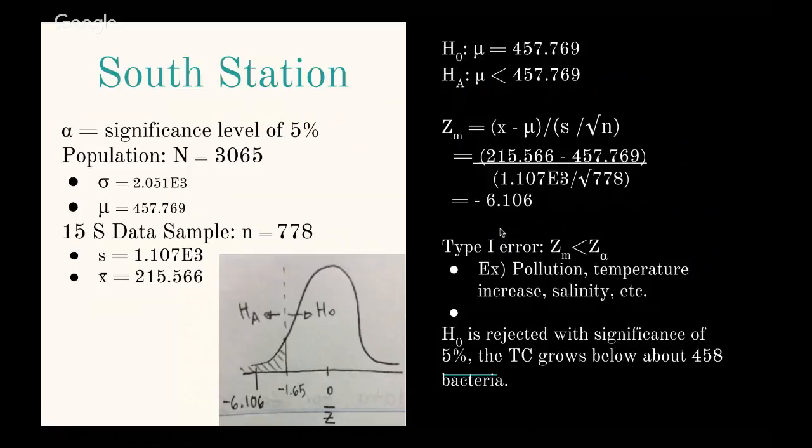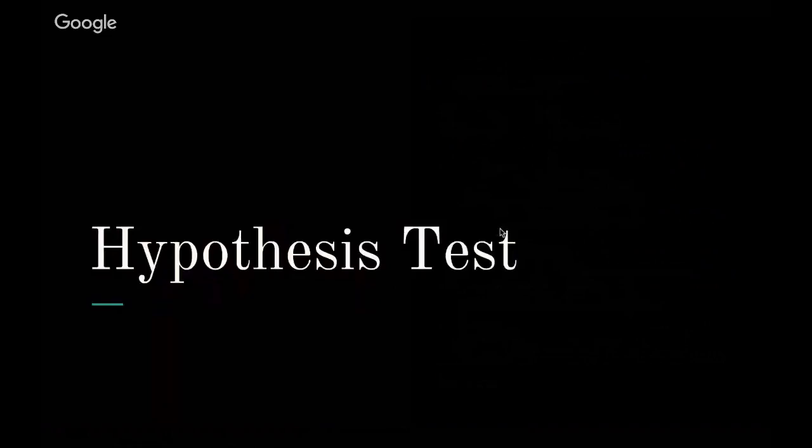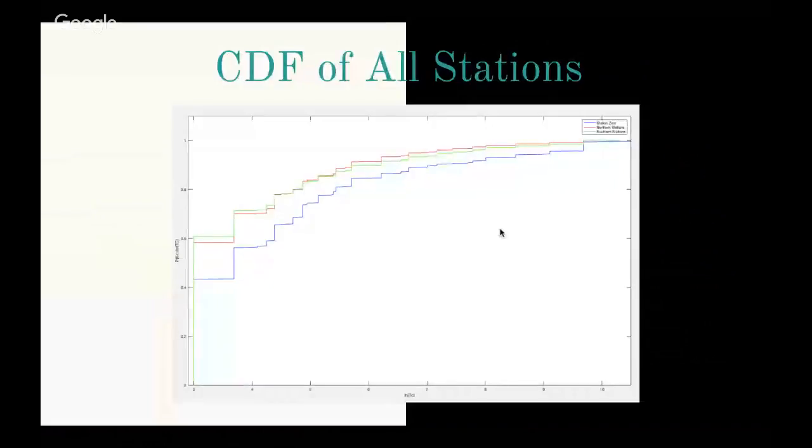And the result we got for this one was that the z-score equation gave a value of negative 6.106. And this also falls outside of the significance level of 5%. Therefore, we have to reject the alternative hypothesis, and TC grows above 341. So in fact, the northern station is above the southern station.